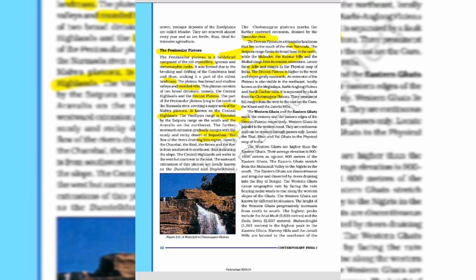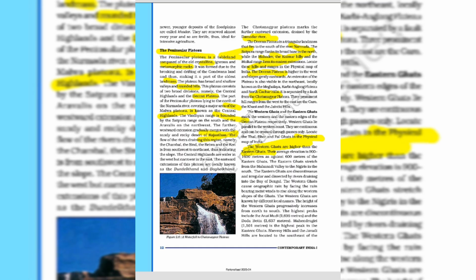They mark the western and the eastern edges of the Deccan Plateau respectively. We see in the map, the Western Ghats lie parallel to the western coast. They are continuous and can be crossed only through passes. Locate the Thal, Bhor, and the Pal Ghats in the physical map of India. The Western Ghats are continuous, but the Eastern Ghats are not continuous, because the Western Ghats are higher than the Eastern ones.